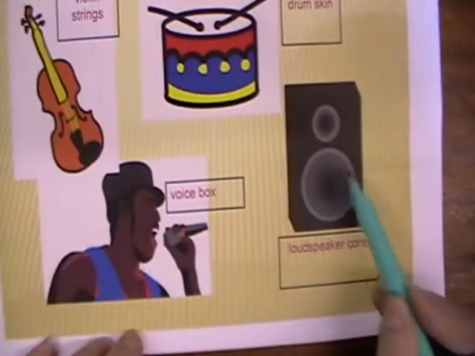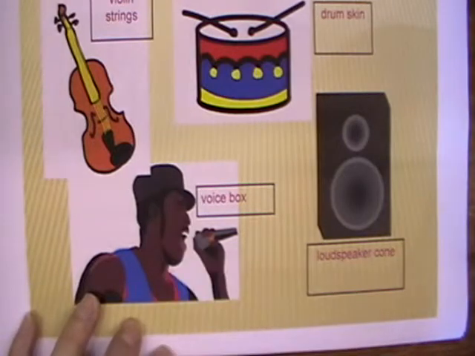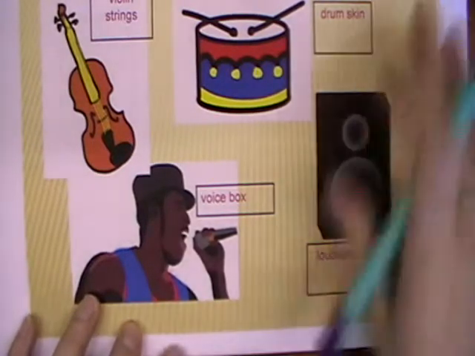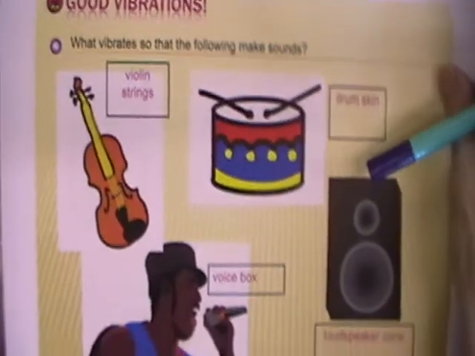The loudspeaker cone, which is in here, this case shows a man singing, and it's his voice box in his throat which vibrates. And all our voice boxes vibrate to create sound, and that will obviously cause different sounds of our voices.